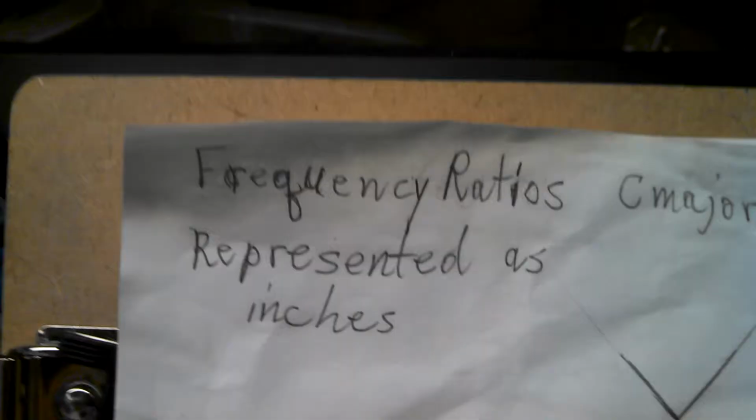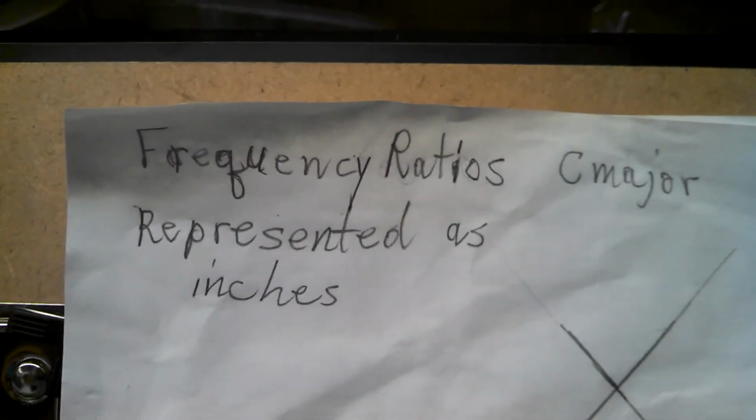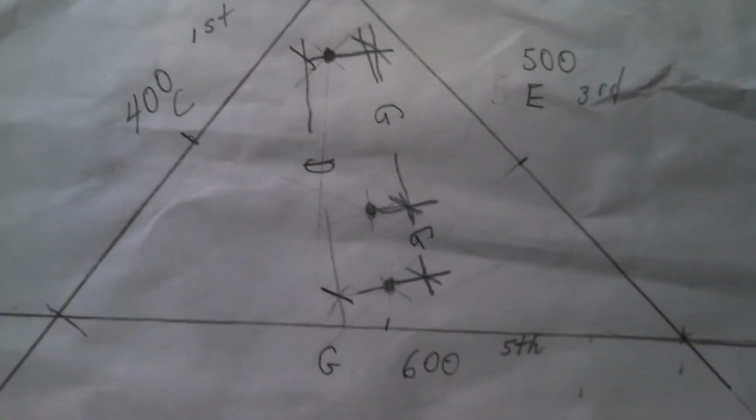So now I'm doing the opposite. Frequency ratios represented as inches. This is C major. That'd be the C note, the E note, and the G note. And it generates a G, two G's, a lower G, and an even lower G, and then a fairly low D.